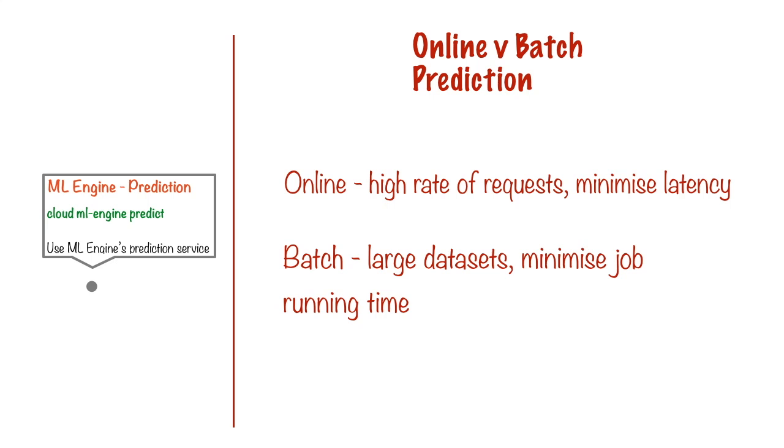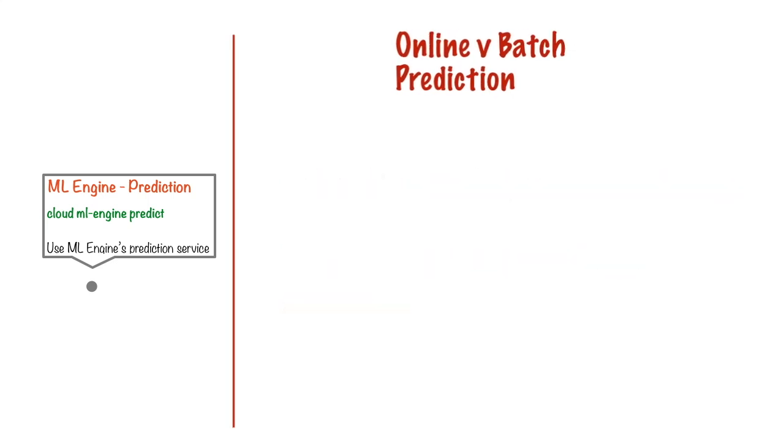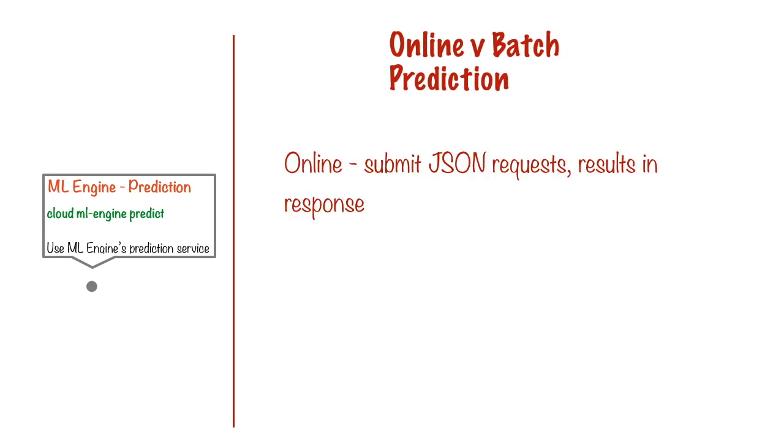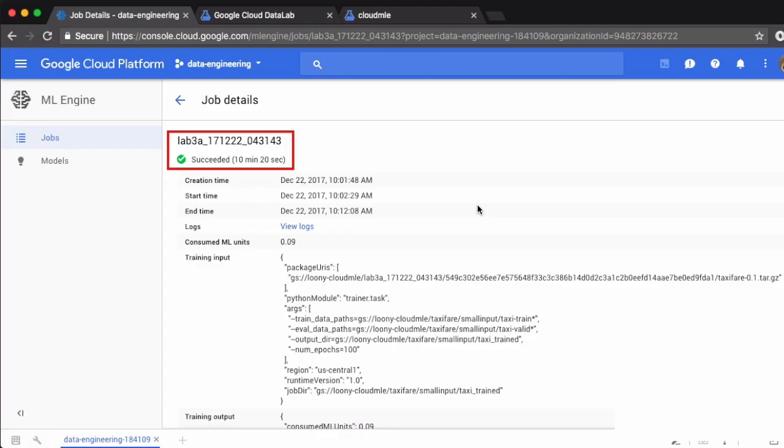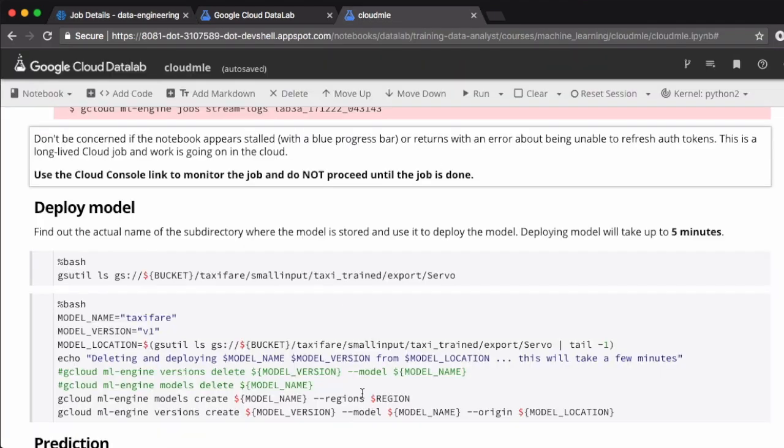The inner workings of the ML Engine are quite different in these two modes, but that is beyond the scope of this conversation. As far as interacting with the online mode goes, that's pretty simple. We already saw how we can submit JSON requests and get a result back. The batch mode is more involved. In any case, let's now turn our attention back to our Datalab.